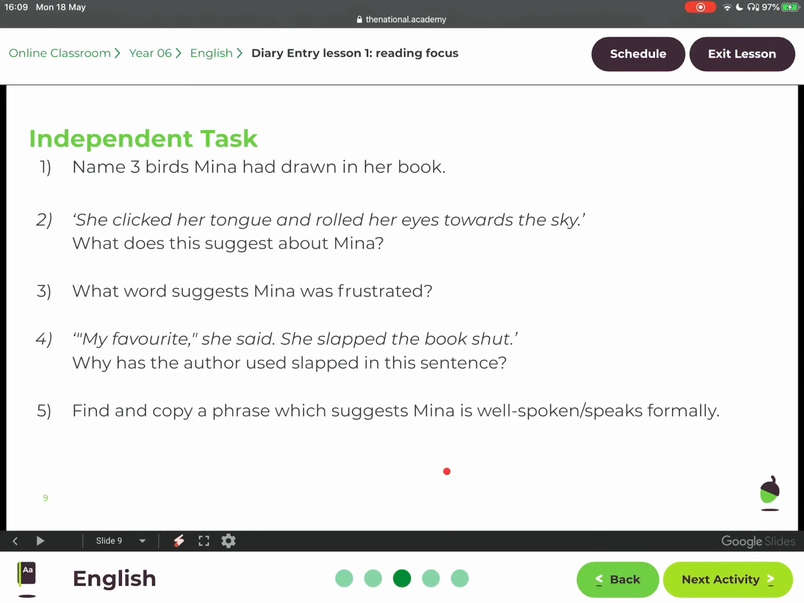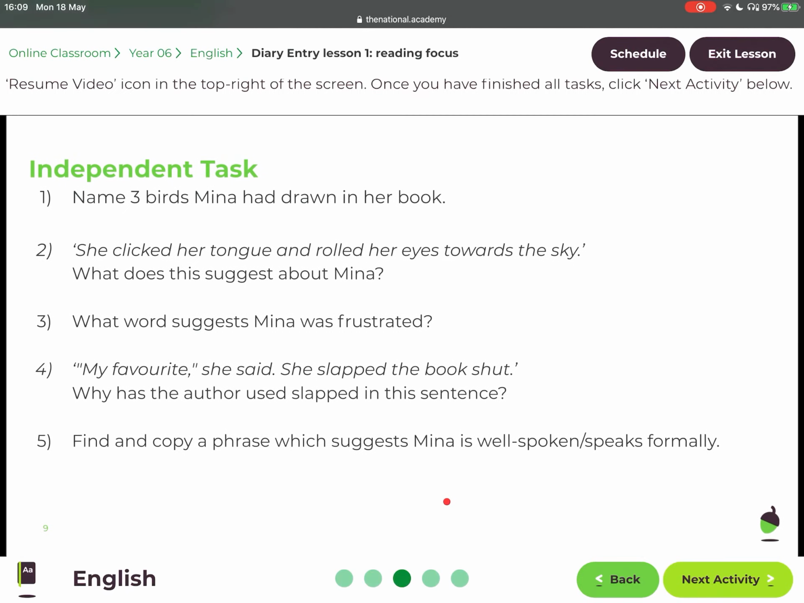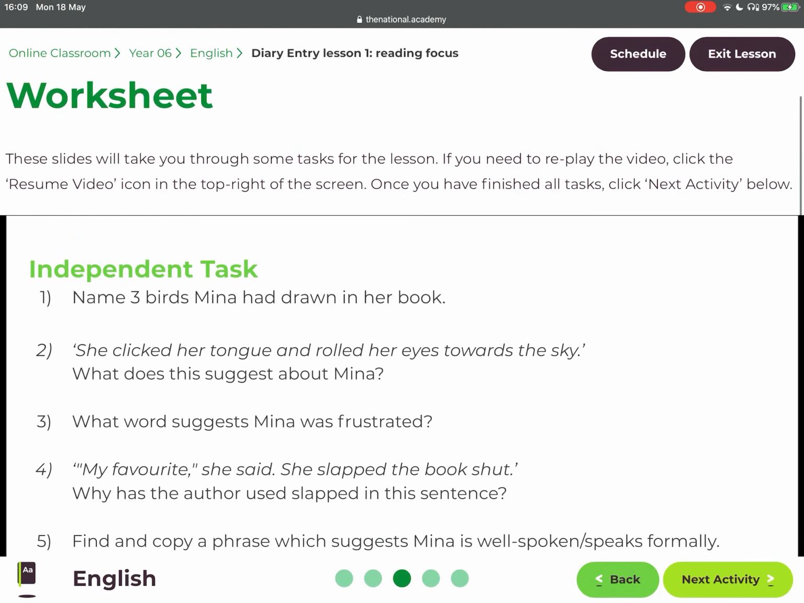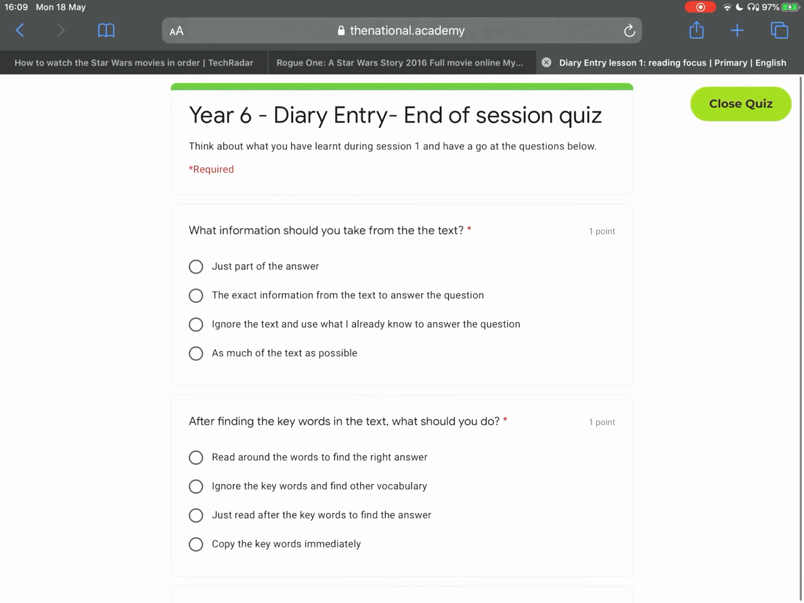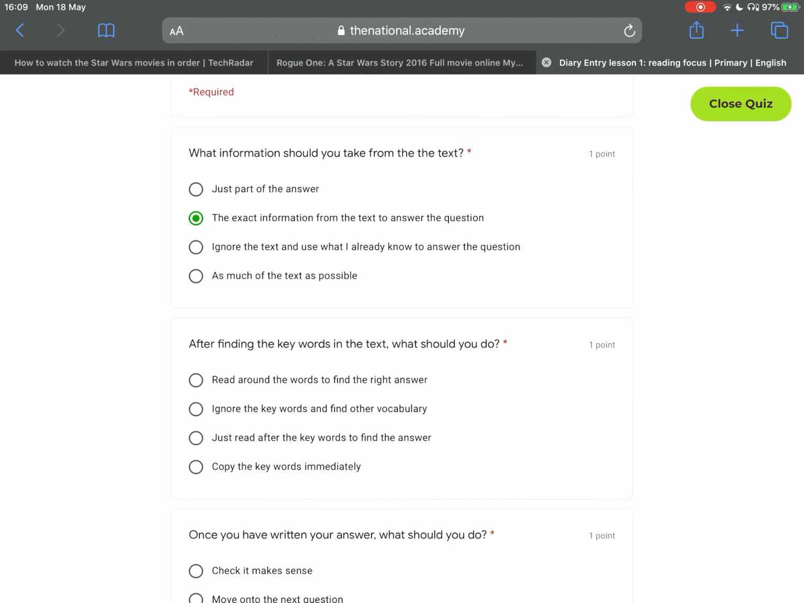Find and copy a phrase which suggests Mina is well-spoken or speaks formally. So one of the phrases she said, I look forward to us. I look forward to. That's the phrase. After that, you would go and mark it. After you'd marked it, you'd have your exit quiz here. What information should you take from the text? That would be the exact information.